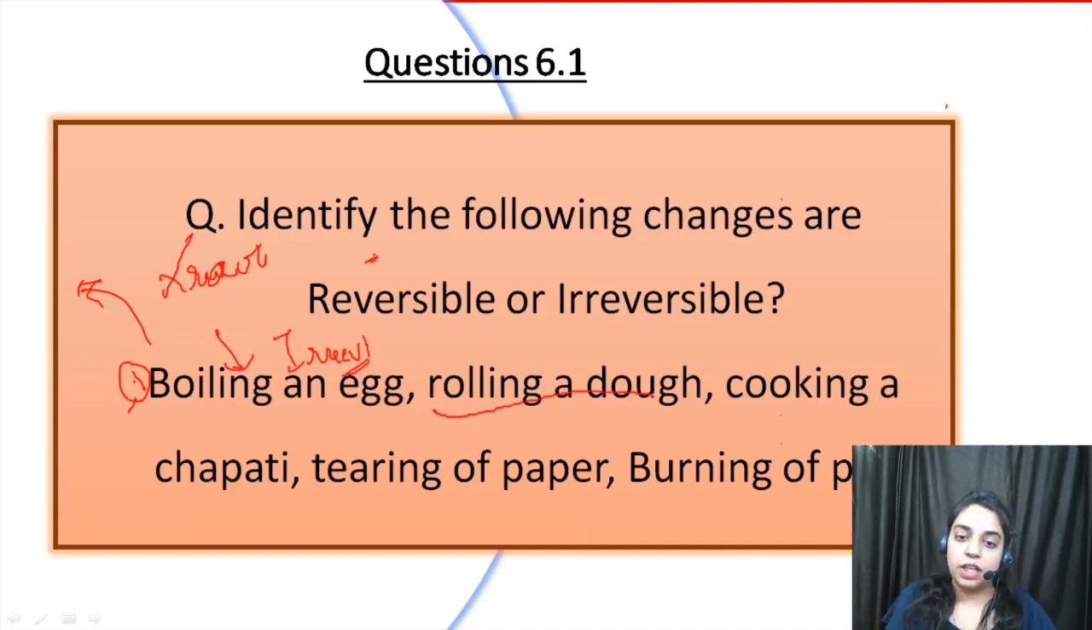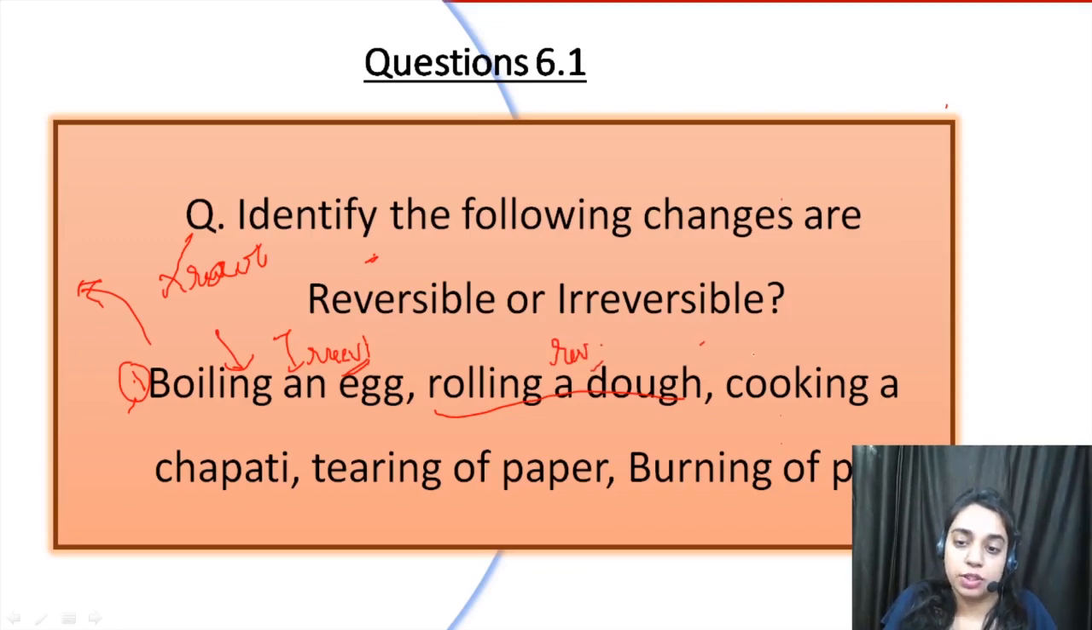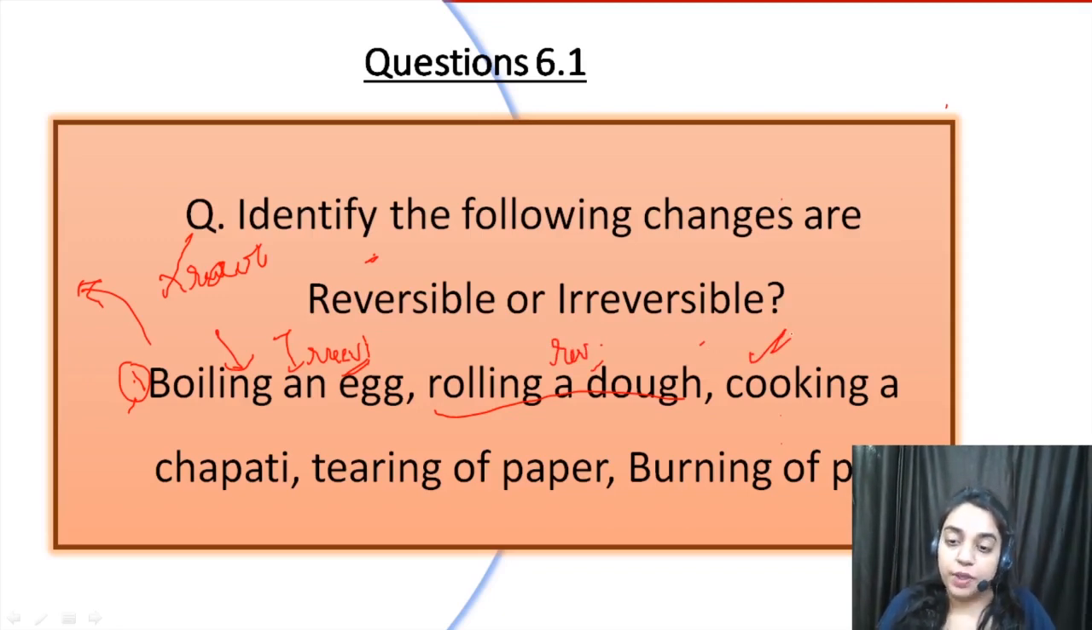Then next is rolling a dough. Suppose you have a dough and you're just rolling it, so again it is a reversible change because you can roll it into any shape. Suppose you have rolled it in the shape of a chapati, then you can again make a dough out of it. So this is a reversible change. Then next is cooking a chapati. Once you have rolled the dough and cooked the chapati out of it, can you get the initial raw dough back? No, you won't be able to get it back, so it will be an irreversible change.